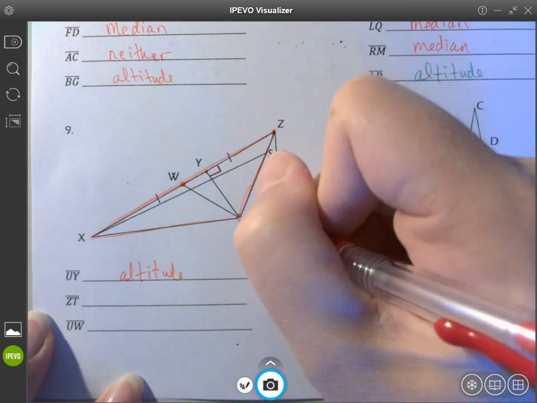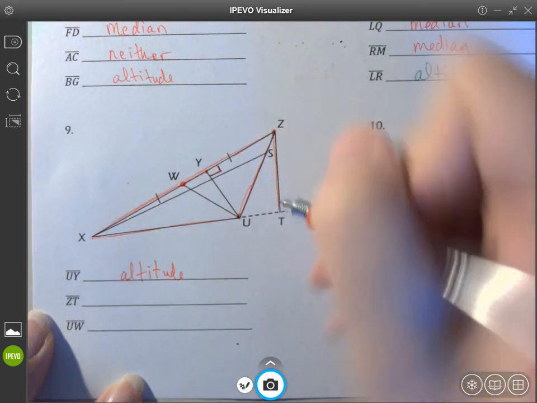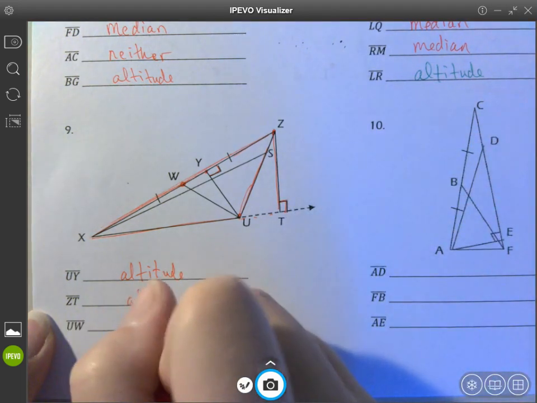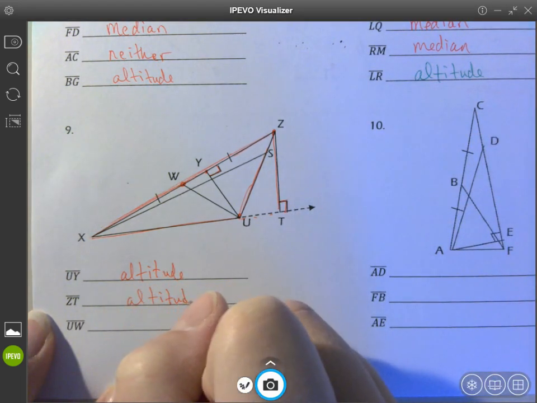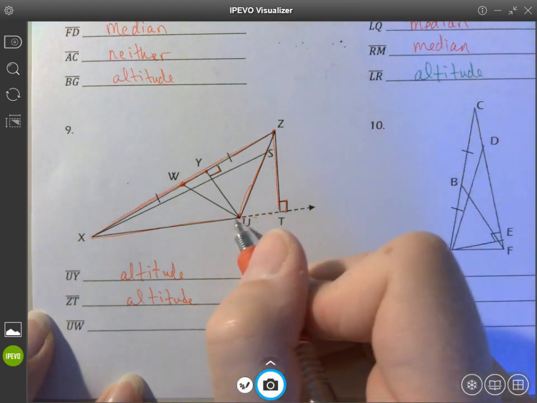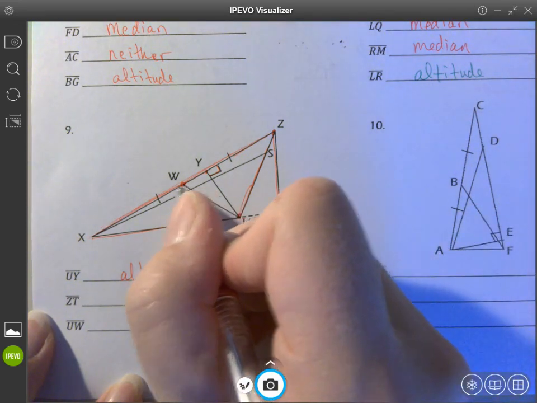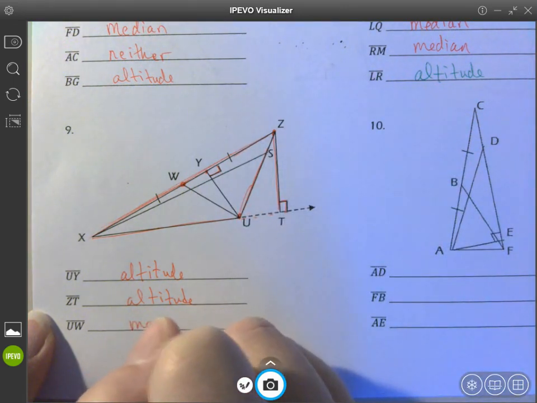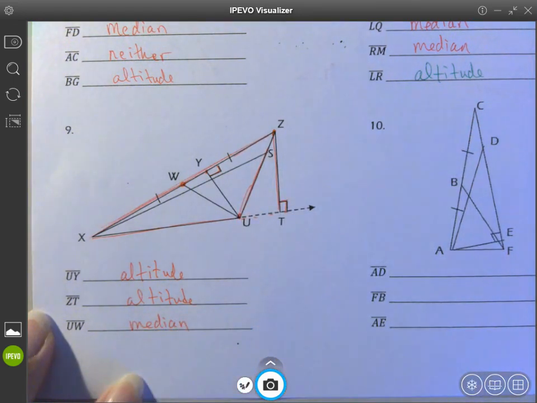Now, Z to T goes from this vertex. This is an obtuse triangle, and this comes down, and they had to extend this line. That makes this an altitude. And then U to W, we just talked about that a minute ago. That is a midpoint. These segments are congruent, and so we end up with a median line.